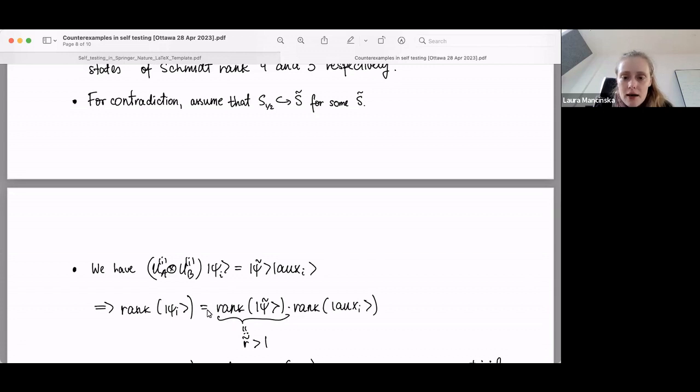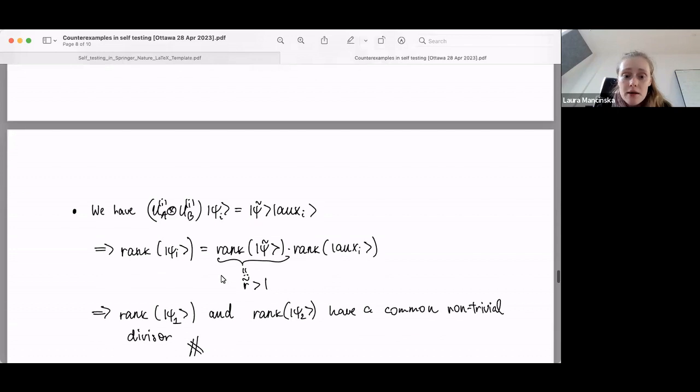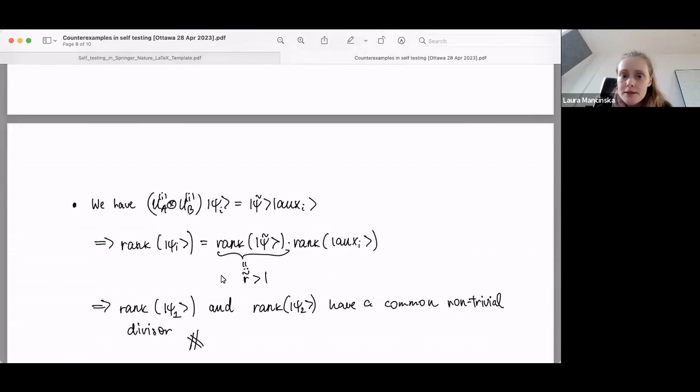Now, because this game is like you can't win it classically, this psi tilde has Schmidt rank, you need to use some entanglement, so your dimension cannot be 1. So that means this rank is strictly greater than 1. So what you see here is that the Schmidt ranks of the two states have a common non-trivial divisor, R tilde. But the two Schmidt ranks were 3 and 4, right? These were these local dimensions. So that's impossible. That's where I get my contradiction, because 3 and 4 do not have a common divisor.